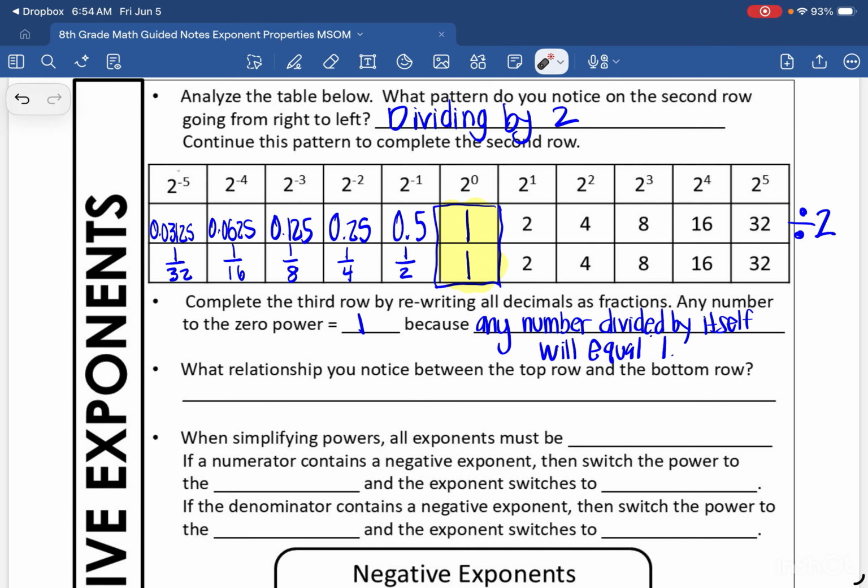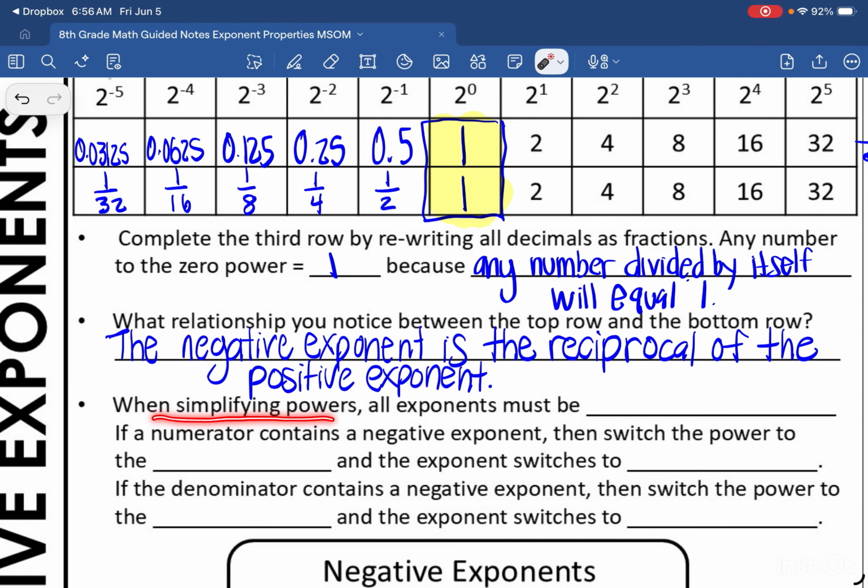The bottom row is the reciprocal of the value of the base to the positive exponent. So you should notice that 2 to the first is 2, but then 2 to the negative 1 is the reciprocal, 1/2. 2 squared is 4, 2 to the negative 2 is the reciprocal 1/4. 2 cubed is 8. 2 to the negative 3 is the reciprocal 1/8. Continues, 2 to the 4 is 16. 2 to the negative 4 is 1/16.